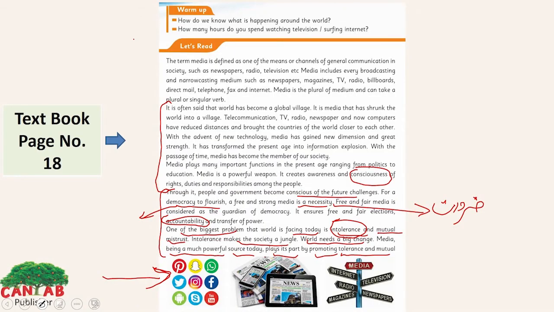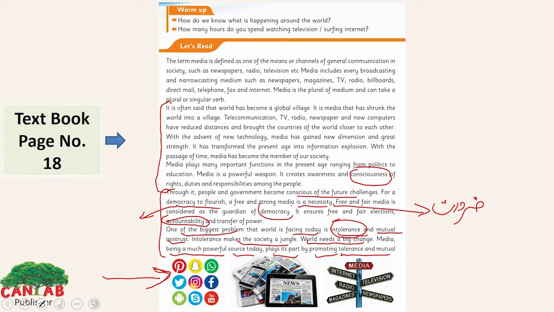So what we discussed here in the third paragraph, that media made the people aware, the conscious of their future challenge, what they are going to face in the future, with challenges. And it is also very important to flourish the democracy, and free and strong media is the necessity for us. And free and fair media is also considered as the guardian of democracy.